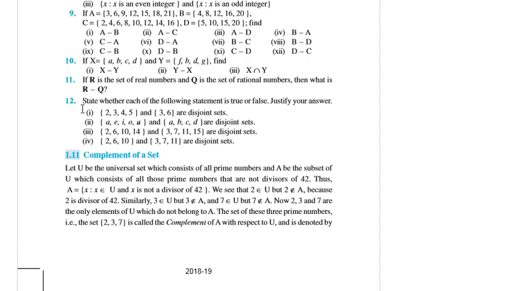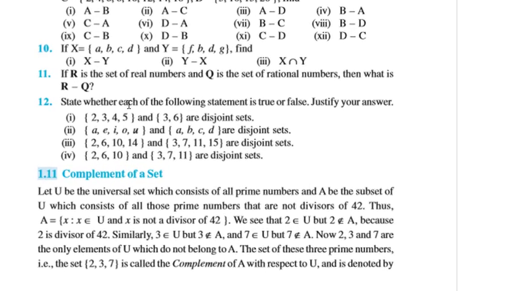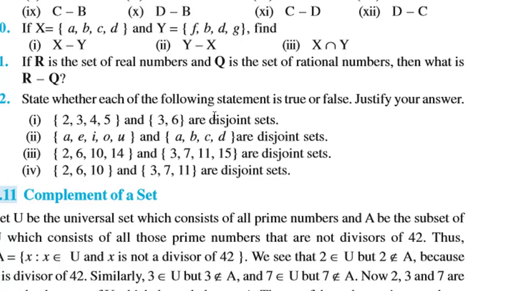The 12th question is, state whether each of the following statements is true or false and justify your answer. 2, 3, 4, 5 and 3, 6 are disjoint. This is false, 3 is common. A, E, I, O, U and A, B, C, D are disjoint. Again this is false. 2, 6, 10, 14 and 3, 7, 11, 15 are disjoint. Yes, this is true, nothing is common. And 2, 6, 10 and 3, 7, 11 are also disjoint, as nothing is common.